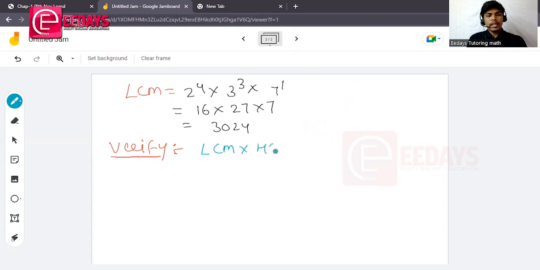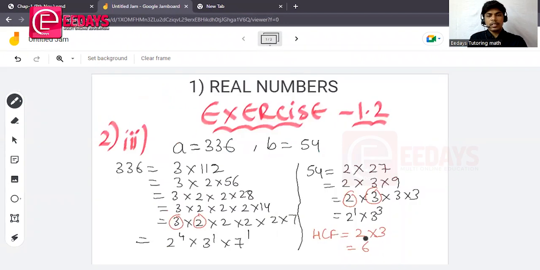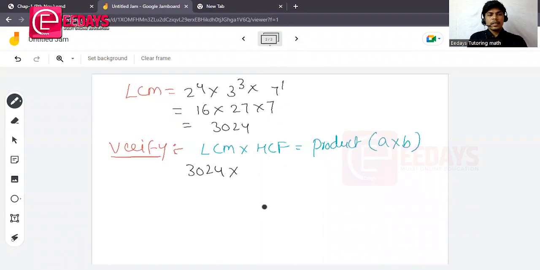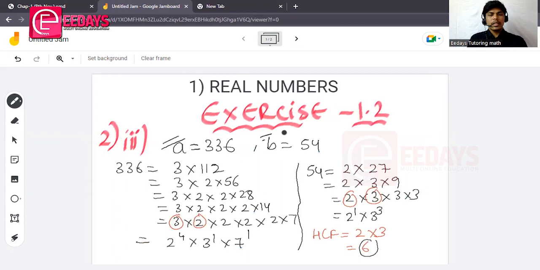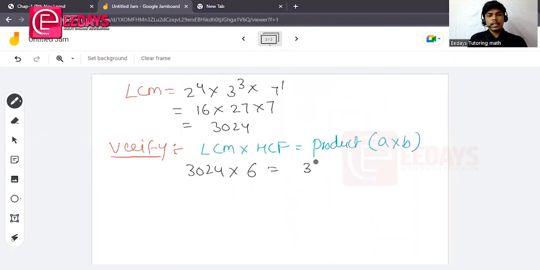What is the formula? LCM into HCF is equal to the product of two numbers. What are the two numbers? A into B. LCM I got 3024 here, and the HCF we got is 6. So we multiply by 6. And the product of the two numbers, which we initially took, 336 and 54, is 336 into 54. Do the calculation: 4 sixes are 24, and so on. I get 18144.